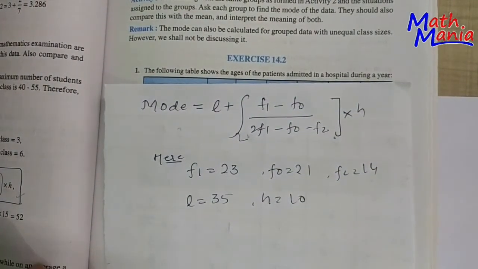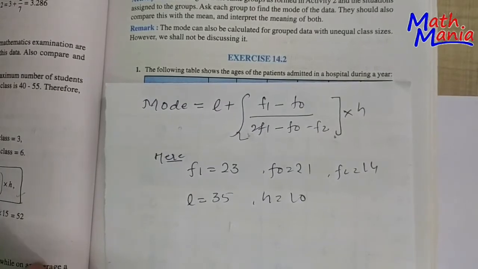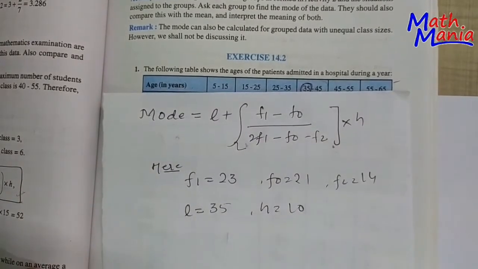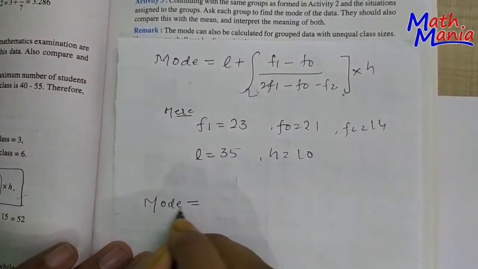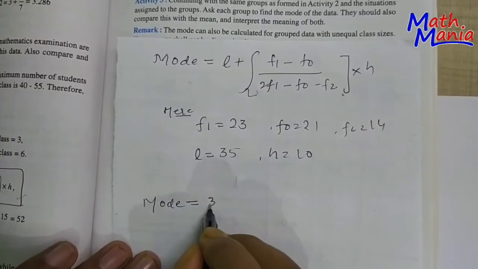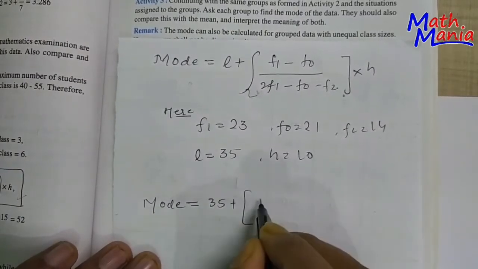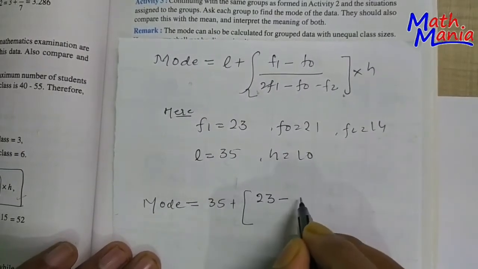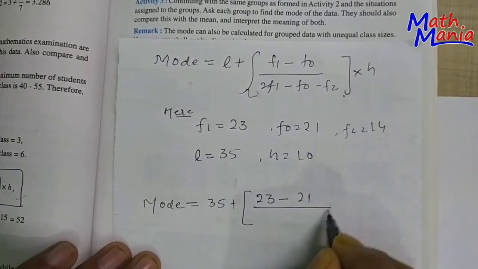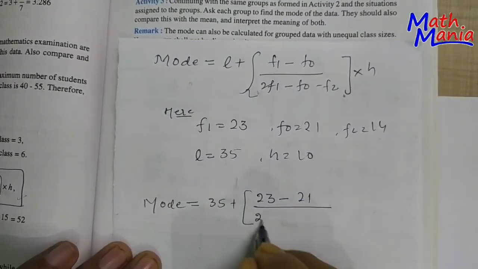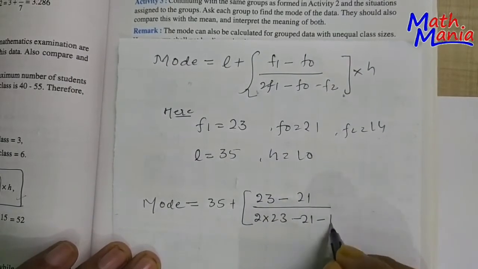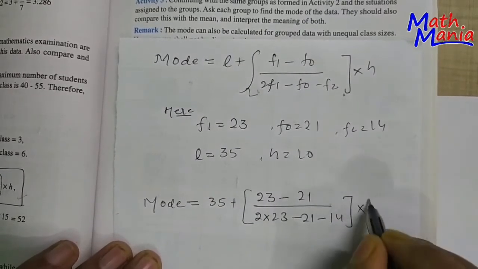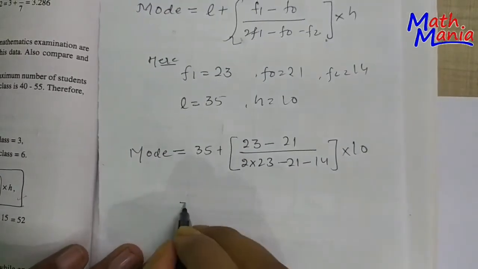Now substitute these values in the formula. We will get the mode easily. From the modal class, it is clear that the mode lies between 35 to 45. So mode Z is equal to L, which is 35, plus (F1 is 23 minus F0 is 21) divided by (2 multiplied by F1, that is 23, minus F0 is 21, minus F2 is 14) multiplied by h, which is 10.